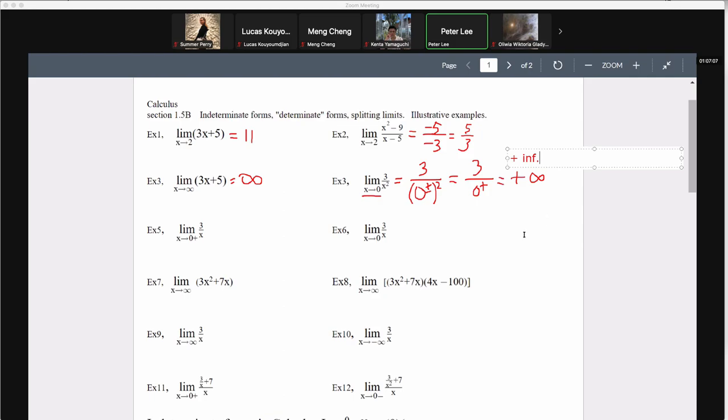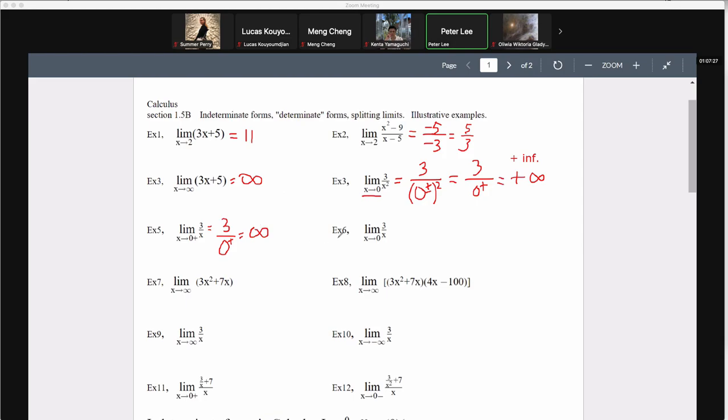Infinity symbol on my keyboard, so plus infinity. Now let's look at example 5. Example 5, what is this? Oh, this is going to be 3 over 0 plus. Oh yeah, that is the same guy. This guy is also plus infinity. This guy will go higher and higher.